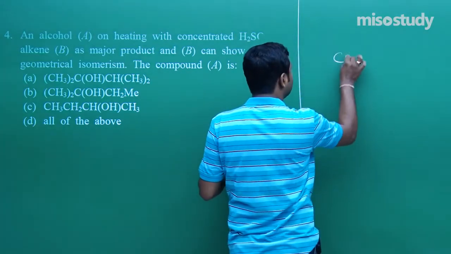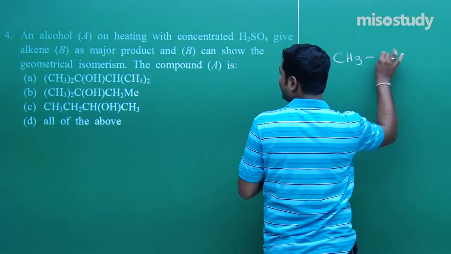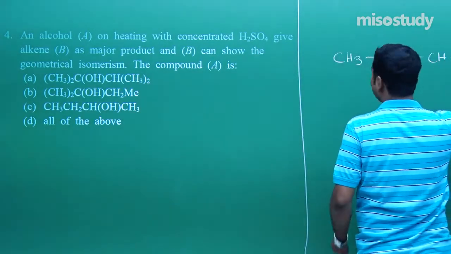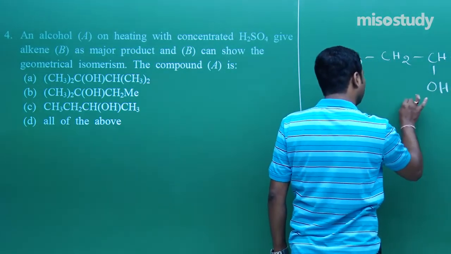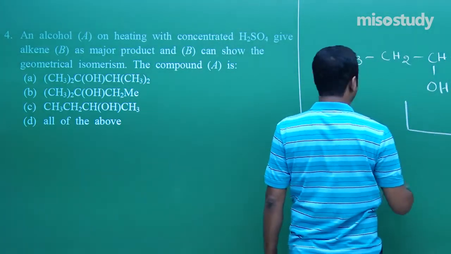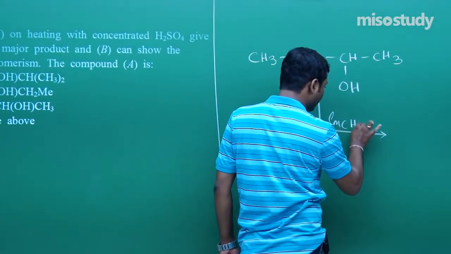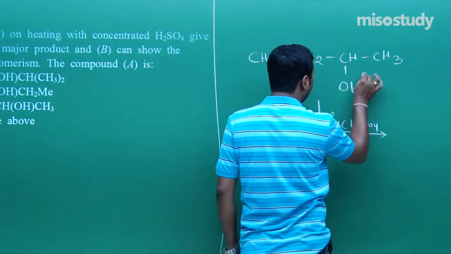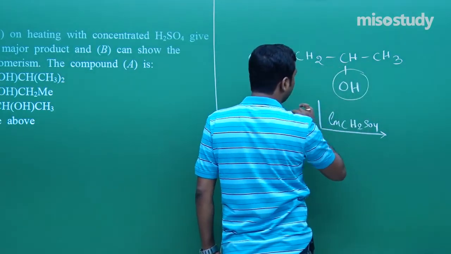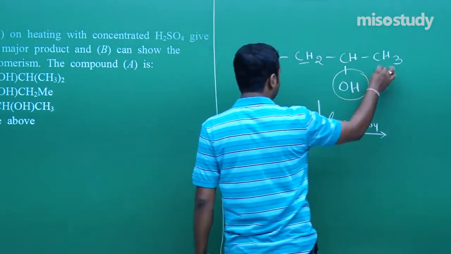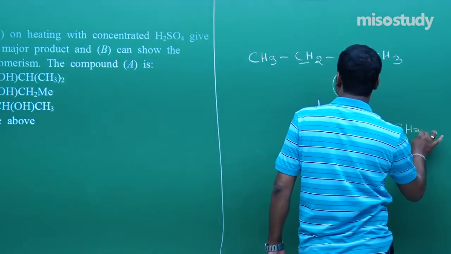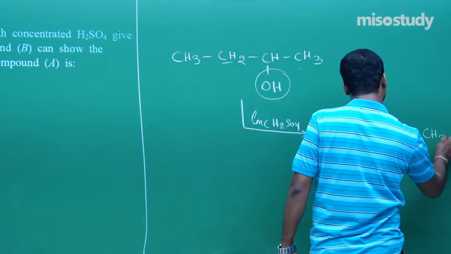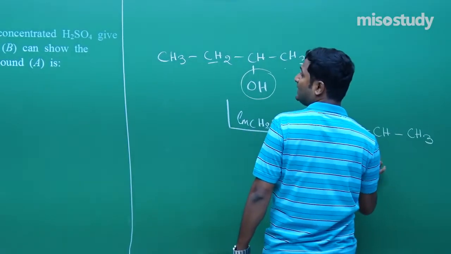If I take normal CH3, that is CH2, then CH3, then put here OH. Then what will happen? Dehydration takes place in the presence of concentrated H2SO4. Now what will happen? That is removal of OH from here and H from here, or also from here. The product is CH3, CH, double bond CH, that is CH3. This one is product B.